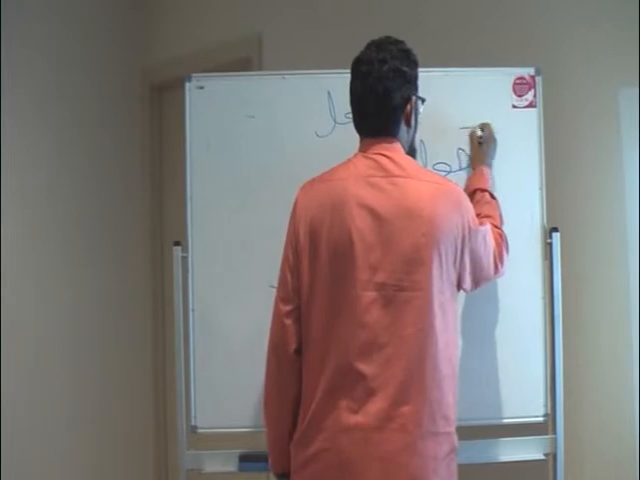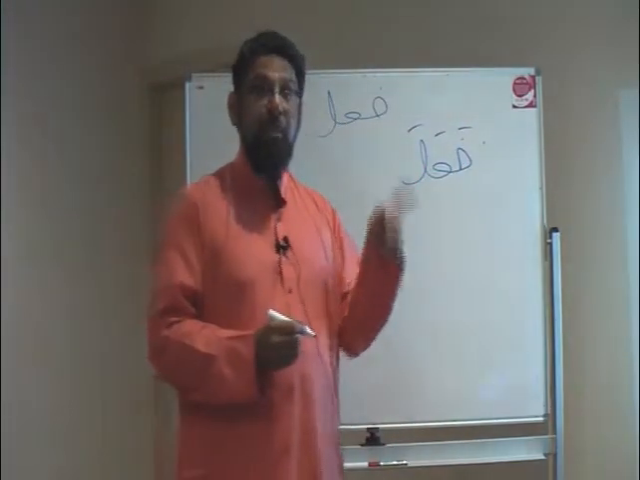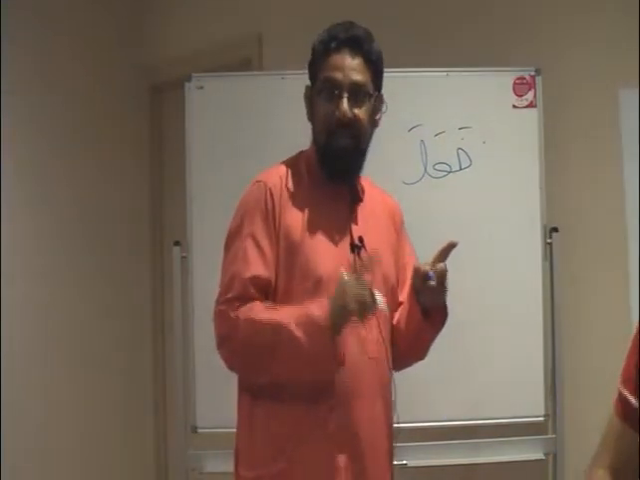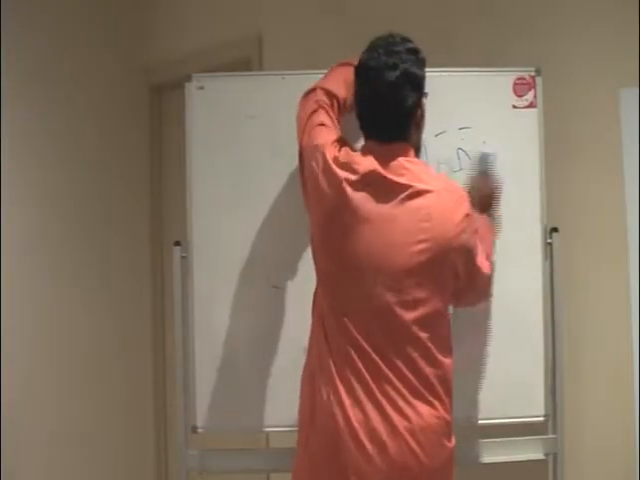So fa'il, fa'al, fa'ala is just one of those 14 conjugations. Multiply it, right, in three different ways. All right.